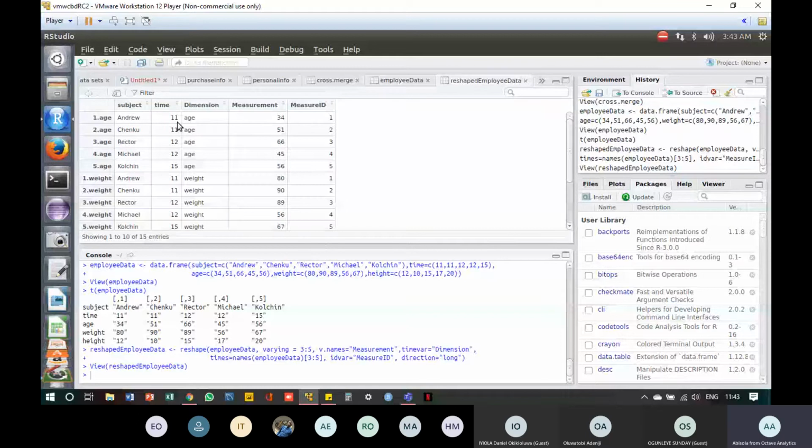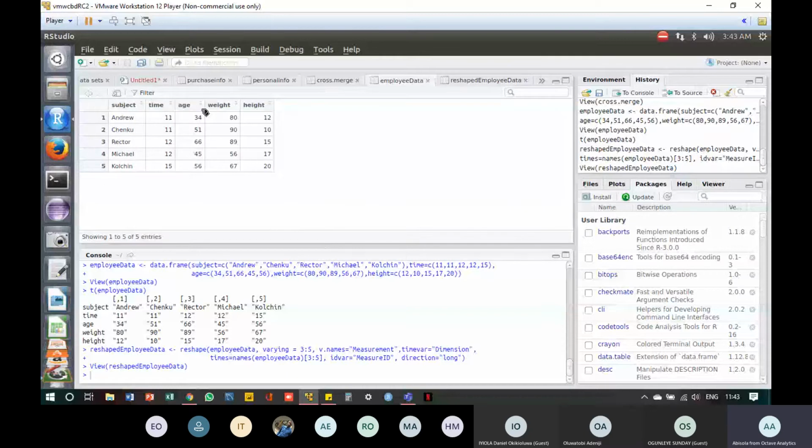So here we have 11. For example, 1 to age is 11. Let me just pick some. 2 to age is 11. 5 to age is 15. So if you come here, 1 to age, 11. 2 to age is 11. 5 to age is 15. The time here is 15. So just link them together.